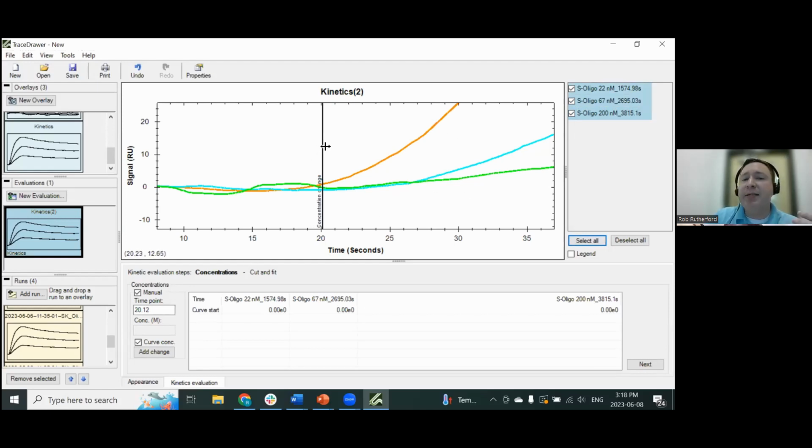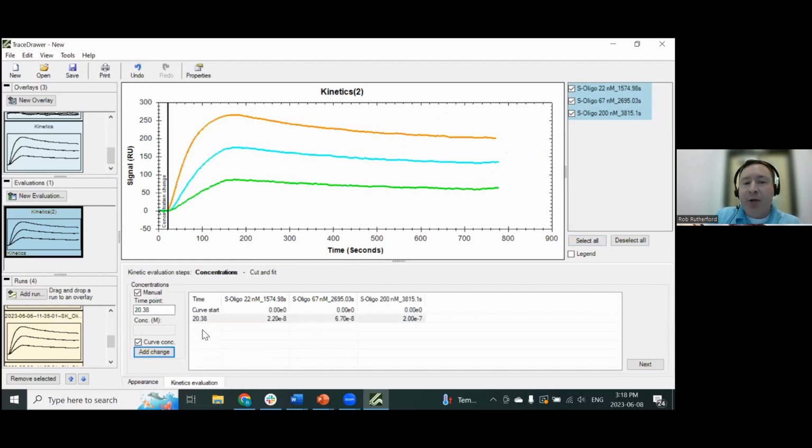So once you've dragged the concentration change to the appropriate place, you click Add Change on the bottom here, and you can see that the concentrations of your analyte are automatically put in. These are taken from your OpenSPR software, where it's asking you what is the concentration of the analyte that you're injecting. If you made a mistake when you were building that, you can always double click and change this here.